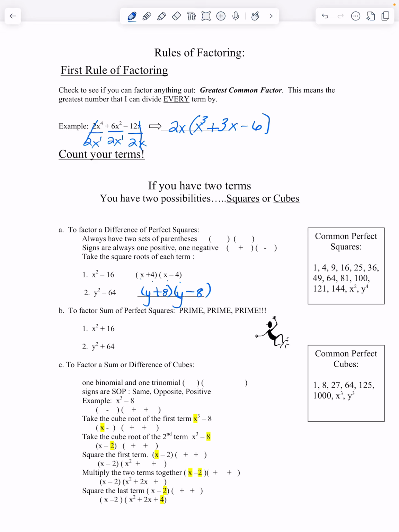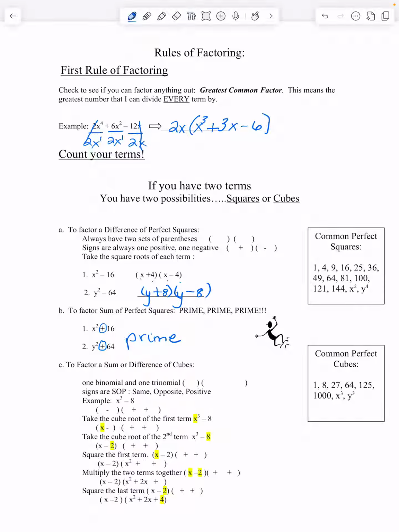Now, if you have 2 terms, but it is a sum of perfect squares, this is something that is prime. It cannot be factored. X squared plus 16, y squared plus 64, because of the sum of squares, these will always be prime. There is no way that I could break it up into 2 sets of parentheses, no matter what signs you use, no matter what numbers you use, to be able to multiply to get back exactly what you started with.